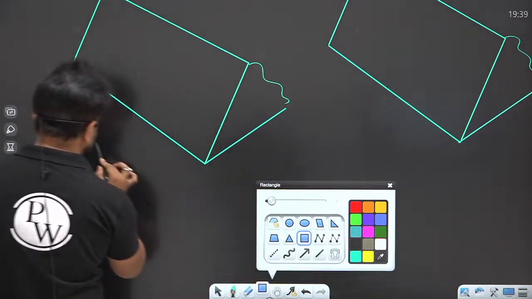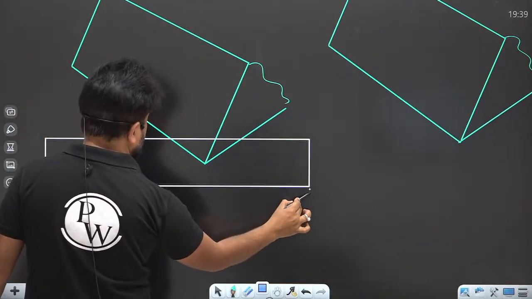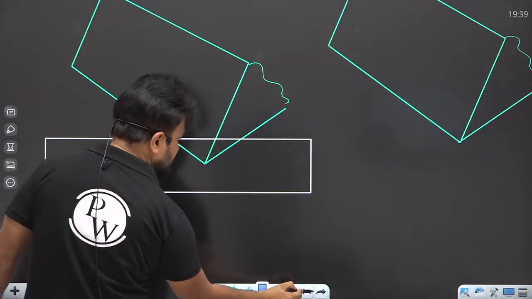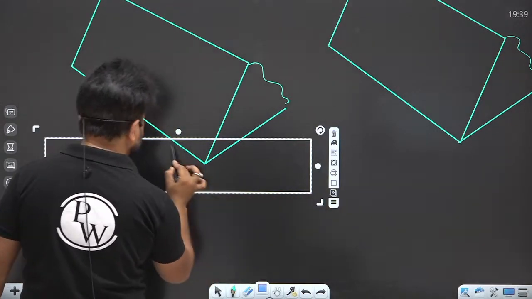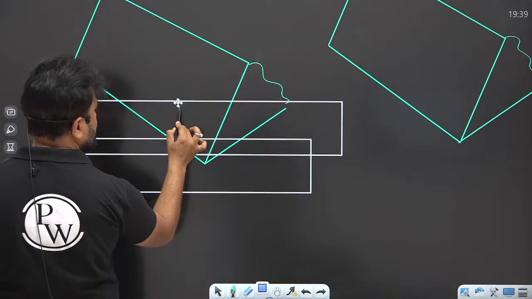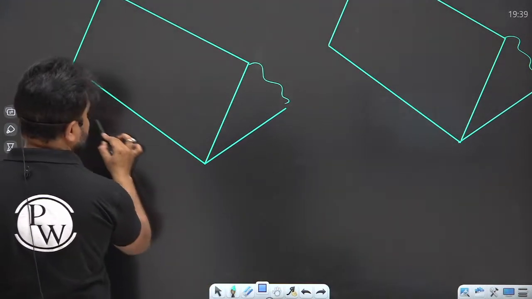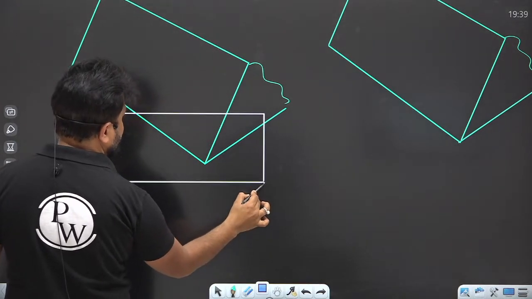See here. This is a workpiece, right? Let me draw the small workpiece.